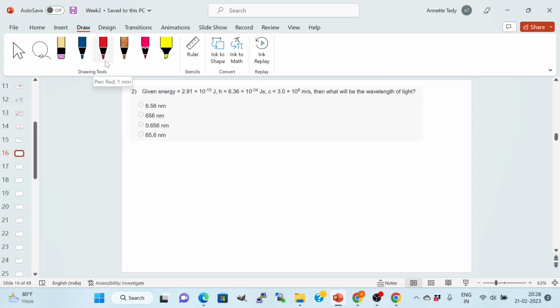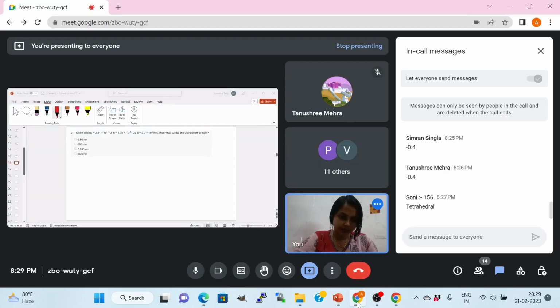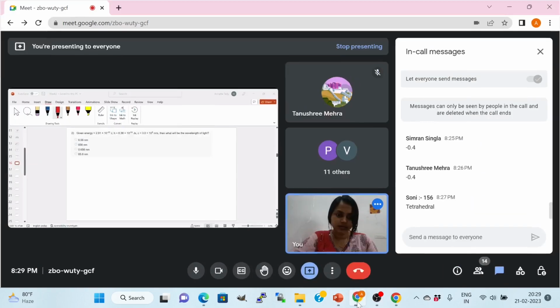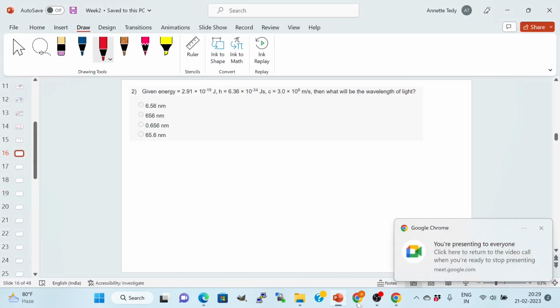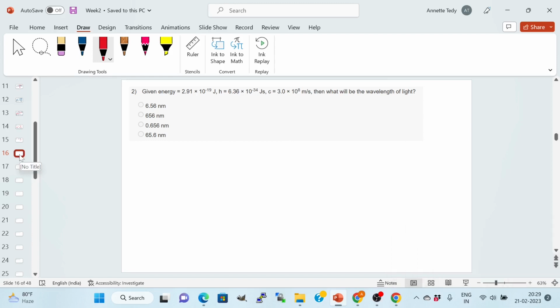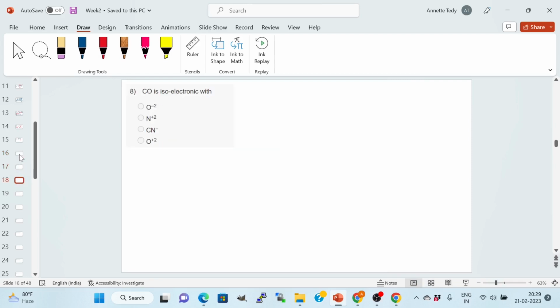This one is also a straightforward question. You just need to put it into the equations and then you'll find out. So do you need me to solve this or can we move on? Let me check the chat box. Maybe we'll solve it at the end because this is not related to the CFSE or the spinals that we are dealing with right now.